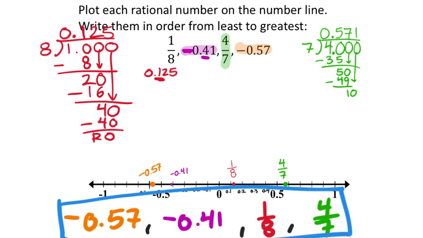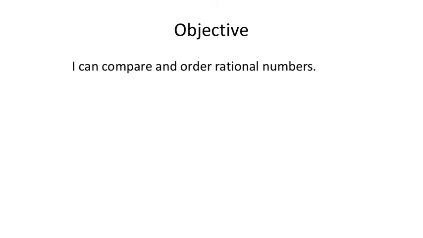I just can't emphasize enough how much I don't care which method you use. You just have to be able to order them from least to greatest. That is the important part, okay? So that brings us to the objective. I can compare and order rational numbers. Remember, rational numbers, decimals, fractions, mostly decimals and fractions for this lesson, but also regular numbers as well.